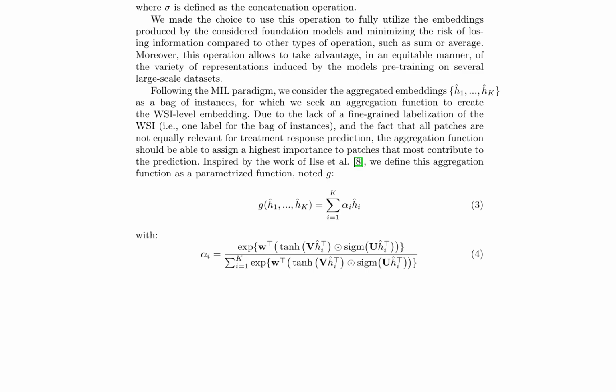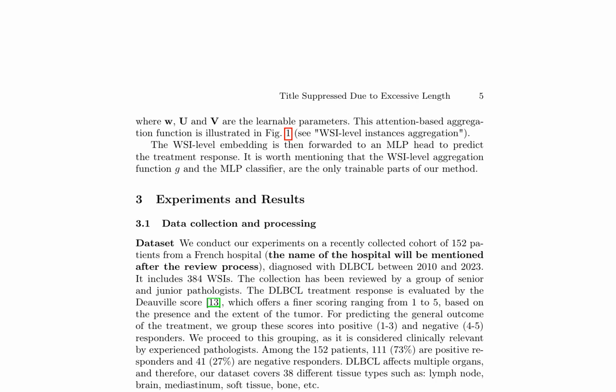The paper also discusses the limitations of the approach, including the lack of fine-grained labelization of the WSI and the assumption that all patches are not equally relevant for treatment response prediction. Future work includes exploring other aggregation functions and incorporating additional features to improve performance. This study explores the application of foundation models in predicting treatment response for diffuse large B-cell lymphoma, DLBCL, patients. The proposed method aggregates patch-level features from whole slide images, WSIs, using two foundation models, CONCH and HIPT, and compares their performance with a standard ImageNet pre-trained ResNet 50 model.